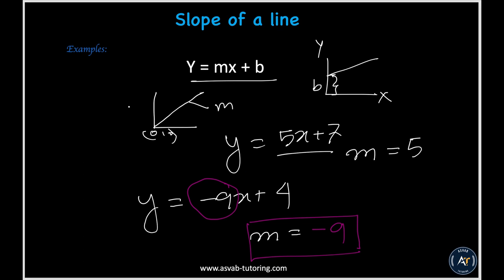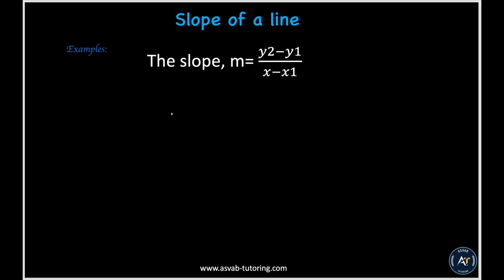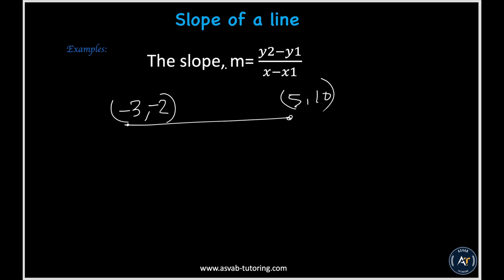So let's go to the next topic. Now you know what the slope is, but how do you find the slope of a line if two points are given? Let me just write that down here. Say you have a point here and a point there, right? This point is negative 3, negative 2, and the other point is 5 and 10. So how do you find the slope of this line? This is the equation: slope m equals y2 minus y1 over x2 minus x1, all right? So let's do that.